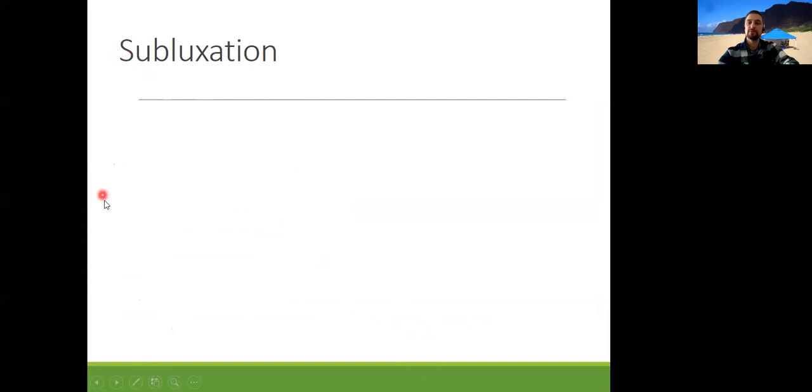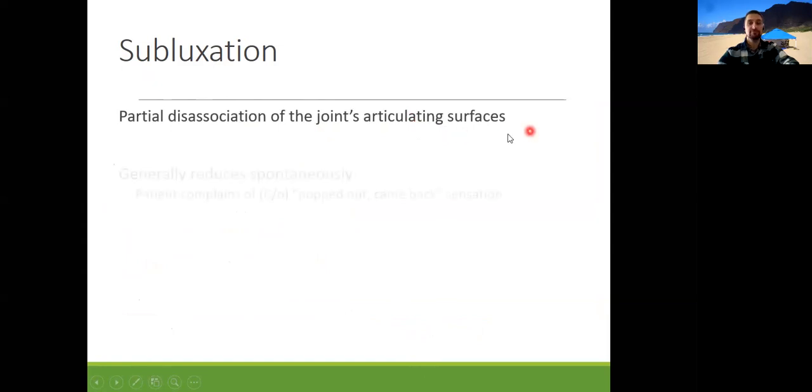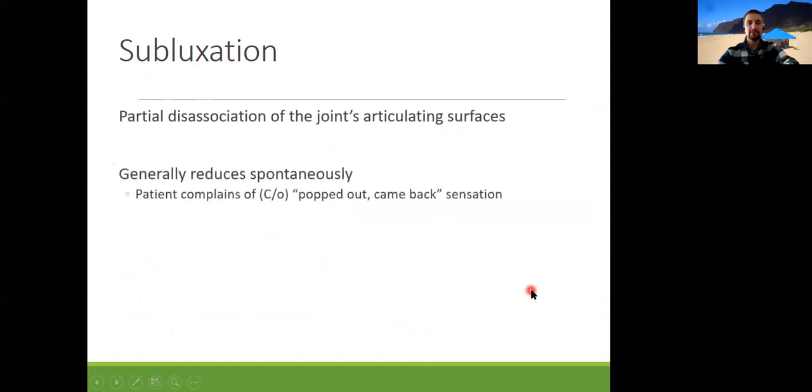So subluxation. So where two bones come together, they comprise an articular joint. Right? Remember articular joints? They have a joint capsule. So if it spontaneously reduces, right, that's called a subluxation. Let's say someone is cutting and changing direction. They feel their patella shift laterally and then it pops back into place real quickly. That would be a subluxation. So the patient complains of it popping out and coming back in.